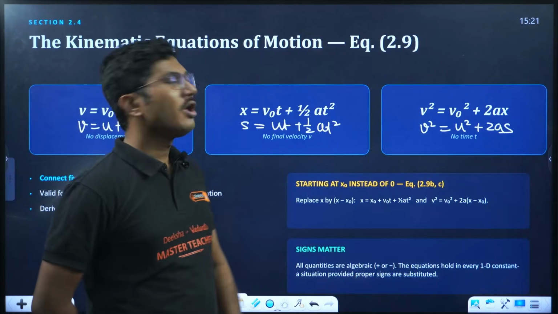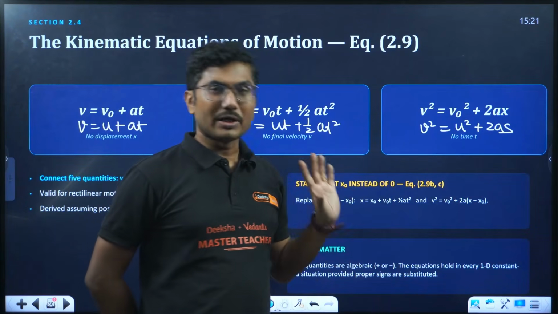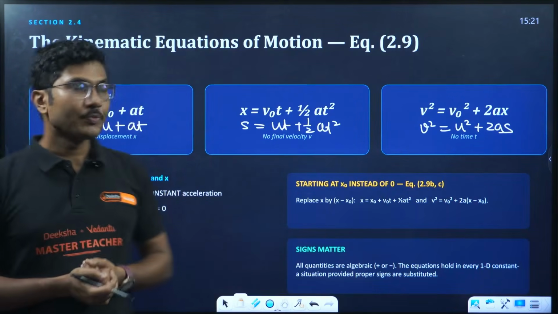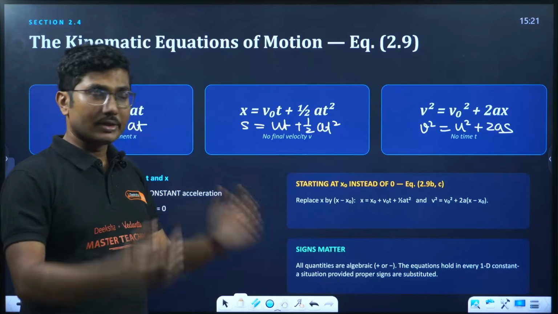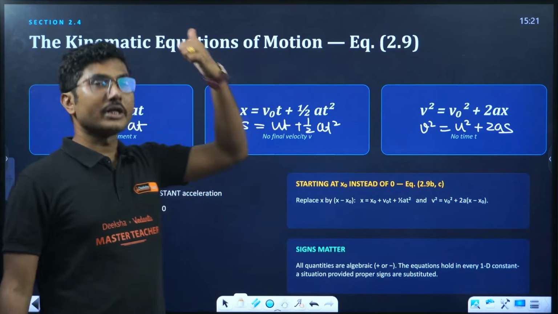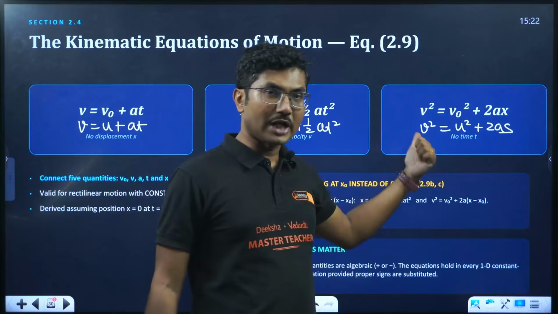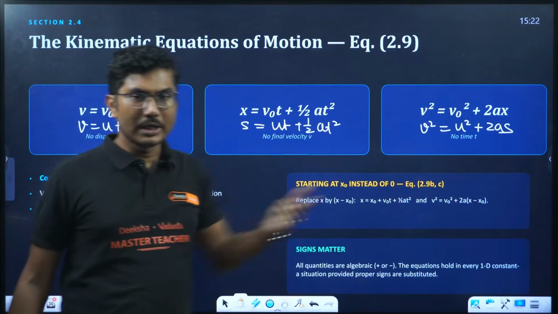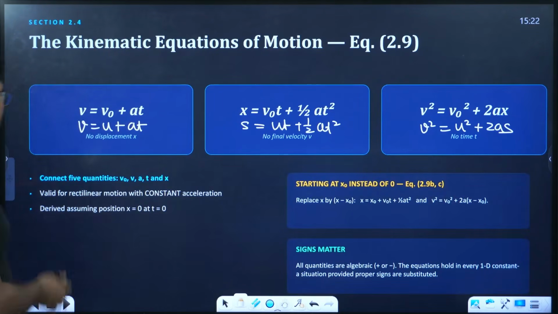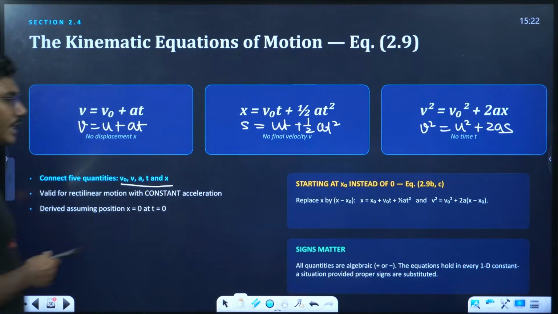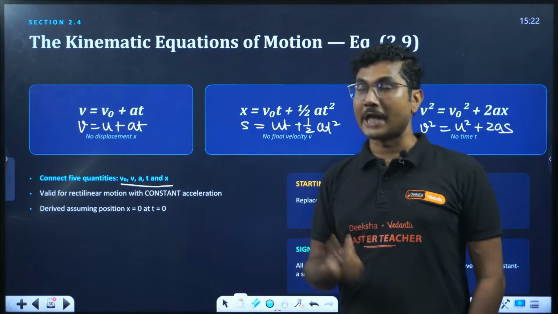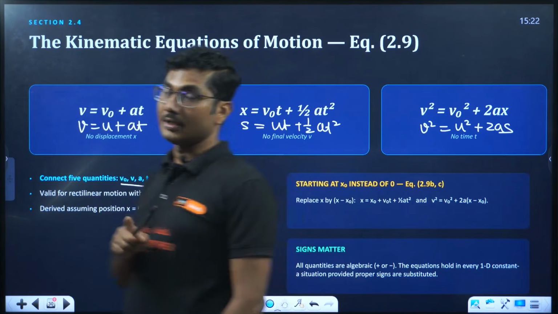So based on what quantities are given and what quantities you are trying to find, you may need to use different equations. If in a particular case time is not given, which equation will you start with? Obviously you will start with this equation. In this equation time is missing, so you will use this equation only. So these connect 5 quantities v naught, v, a, t and x, valid for rectilinear motion with constant acceleration. Remember, this is valid for constant acceleration. If the acceleration changes with time, these equations are not applicable.